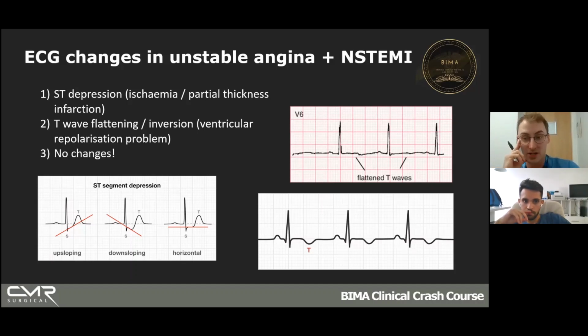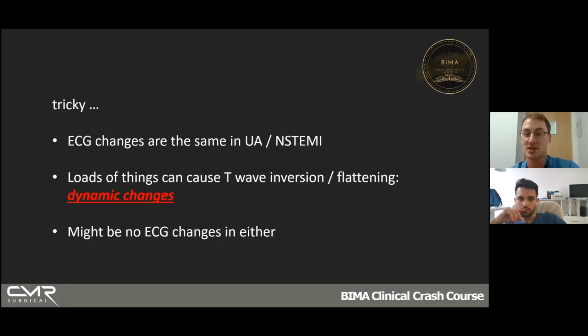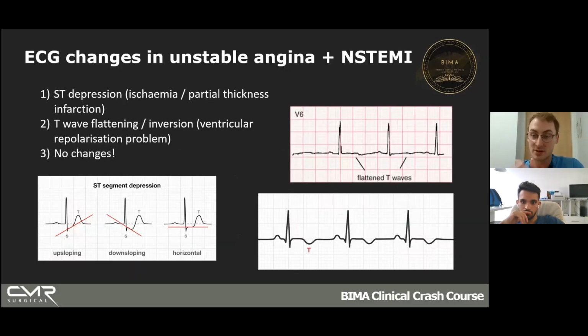Also, rarely you can have no changes. I don't know why, but you can sometimes have no changes. But this is when you need to think a little bit more about what's going on, basically. So it's tricky for a few reasons. Number 1, the ECG changes are the same. Number 2, as I think a question brought up earlier, loads of things can cause T-wave inversion. For example, an old STEMI can cause T-wave inversion. The way you would tell the difference would be the time frame. A STEMI has T-wave inversion after a few days, whereas unstable angina and NSTEMI cause T-wave inversion right away.